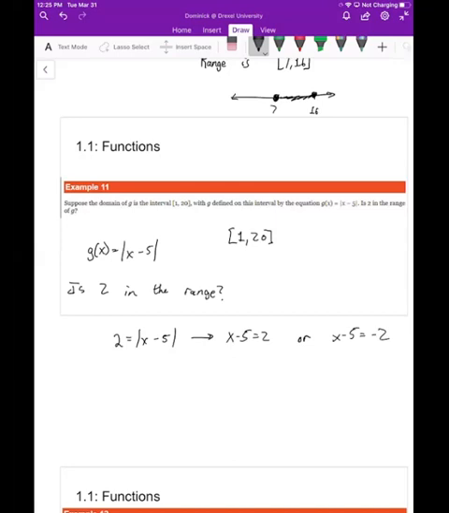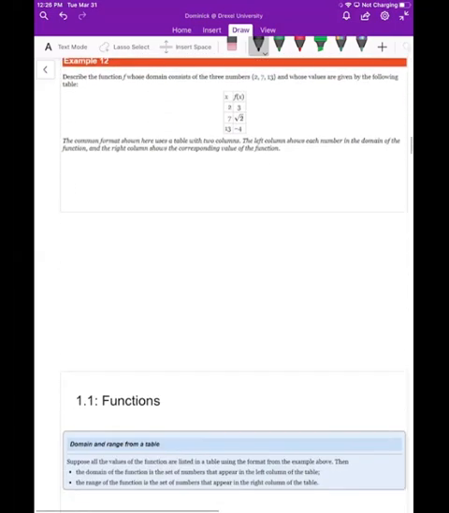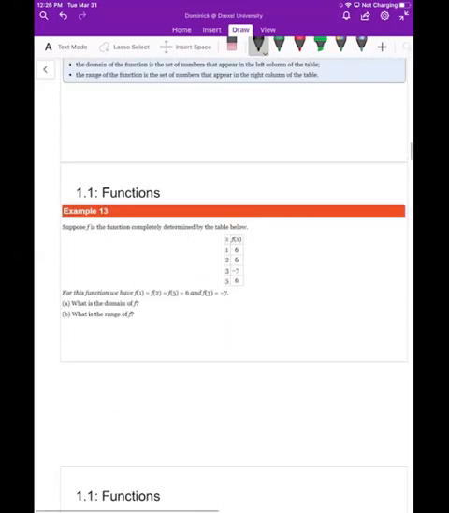If you solve them, for this one, if you add 5, you get x equals 7. For this one, if you add 5, you'll get a positive 3. And these are both in the domain. You only need one, so 2 is in the range. Okay, one last example, or two more examples.